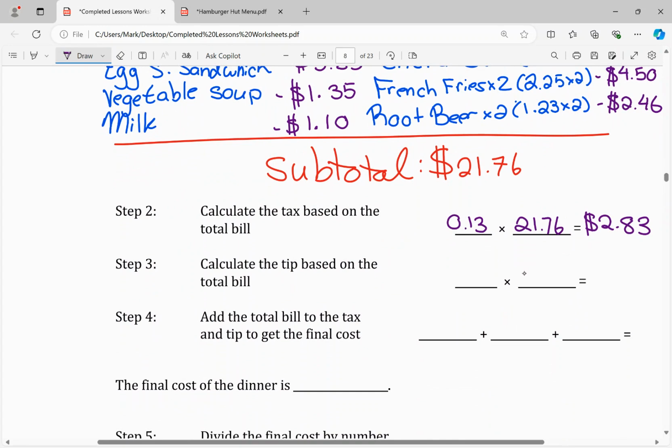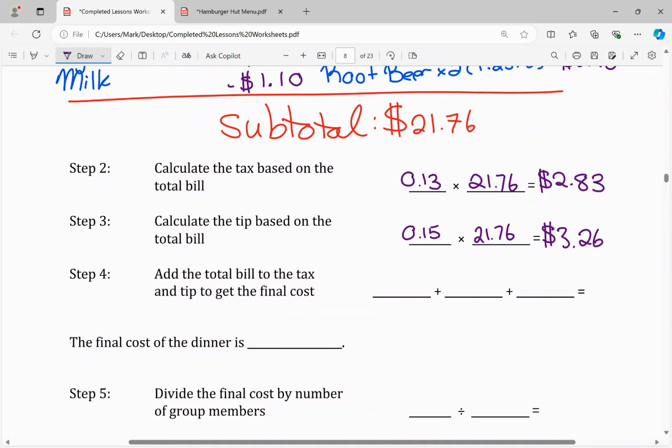Next, we're going to use the same subtotal, $21.76, and multiply that by 0.15. We're paying an extra 15%. That is for a tip for our server. 0.15 times 21.76 gives us $3.26. Again, I rounded that, so make sure you're doing the same.